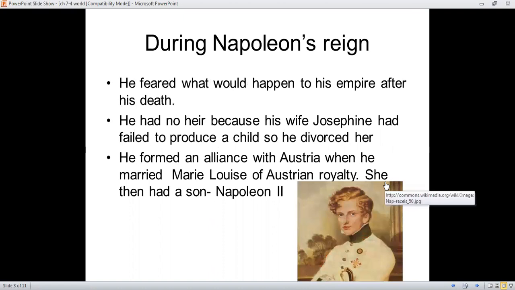Now, we discussed Napoleon's background and how he reached the point of creating the empire and his rule. After he started ruling as an emperor, Napoleon feared that his empire would collapse after his death. This is because he had no heir. So he formed an alliance with Austria, and then he married Marie-Louise from the Austrian royal family. He then had a son whom he called Napoleon II.